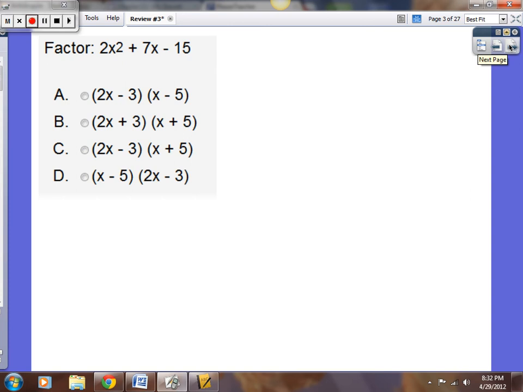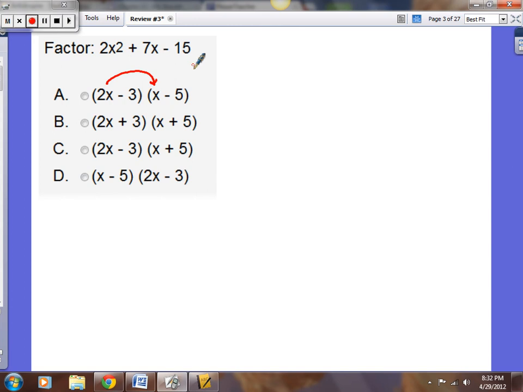Alright, factor 2x squared plus 7x minus 15. Now, if you don't know how to do this, this is a perfect problem where you can use your street smarts, and you just start with A and start with your answers and work forward till you get it. Do distributive property on each one, go through them all till you find the one that gives you 2x squared plus 7x minus 15. Factoring, I'm going to do it that way real quick.